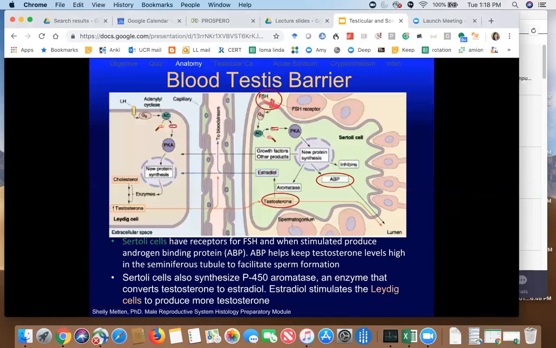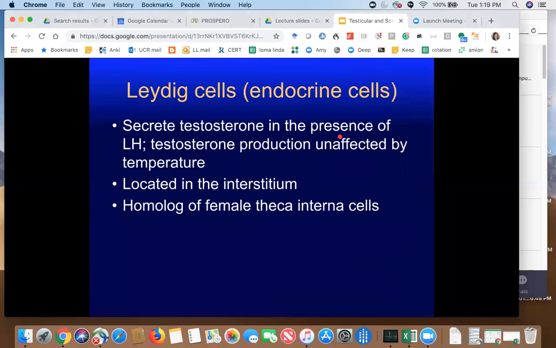So it has FSH. The energy, it makes the androgen binding proteins. This helps keep the local testosterone levels high, important for sperm production. And it also produces estradiol, which is important for, I guess, protein synthesis.